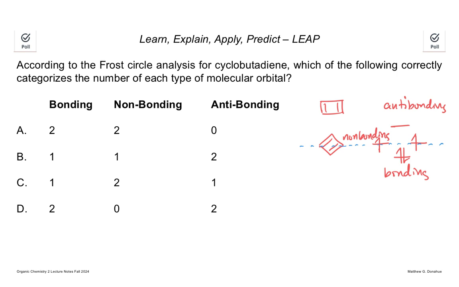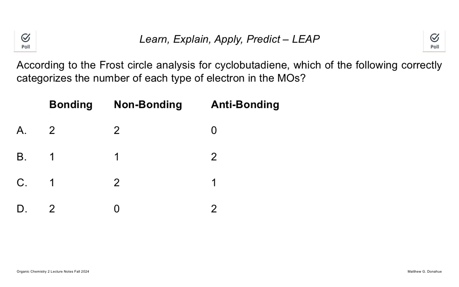So to answer this, we have 1 bonding, so that eliminates A and D. We have 2 non-bonding, so that eliminates B. And then 1 anti-bonding, so our right answer here is C. Then we've plugged those electrons in, which is the next question. There's 2 in the bonding, they're spin paired, and then 2 unpaired in the non-bonding. So that was this question, 2, 2, and 0, so this one was A.